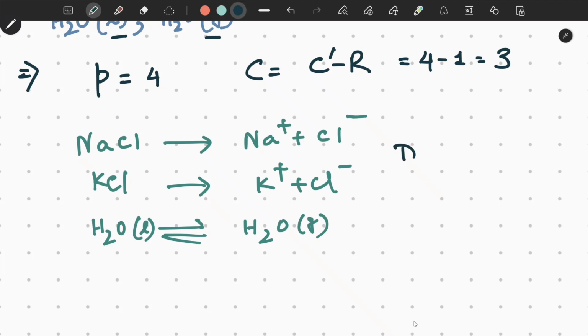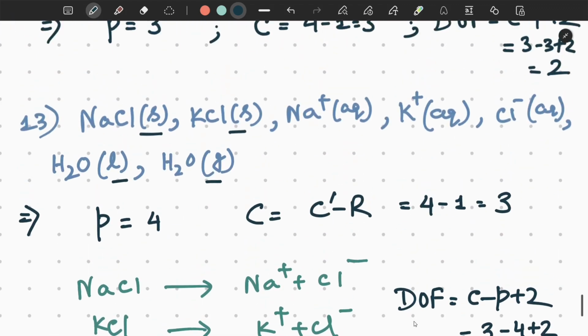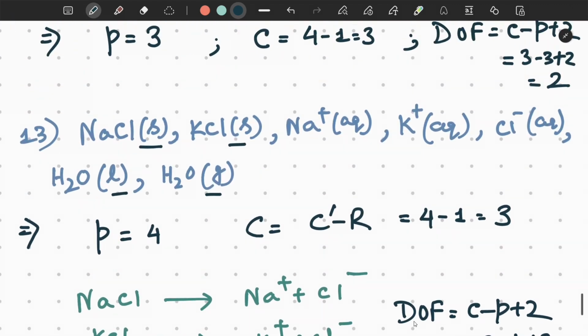So what will be the degrees of freedom? 1. Okay. What is the significance of it? Probably the temperature or pressure, anyone. Both you can't change. This is a complicated situation now.